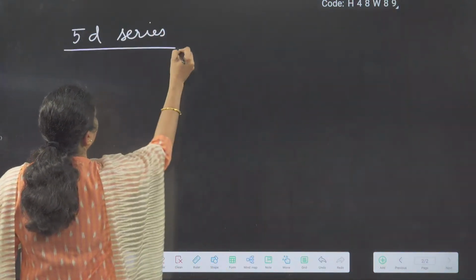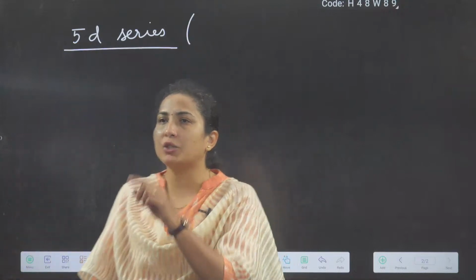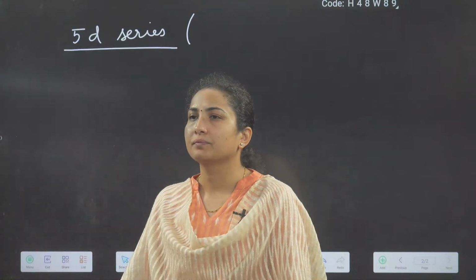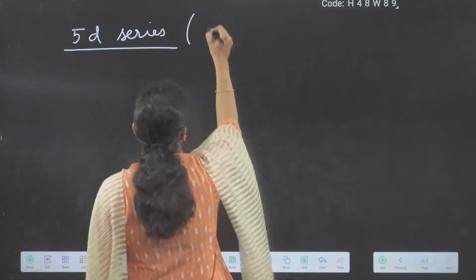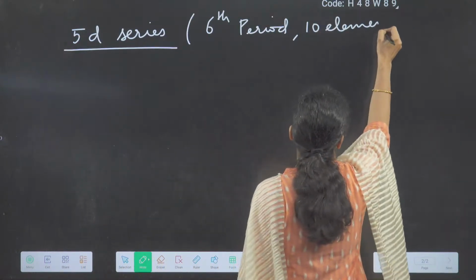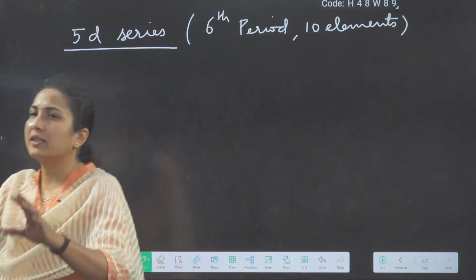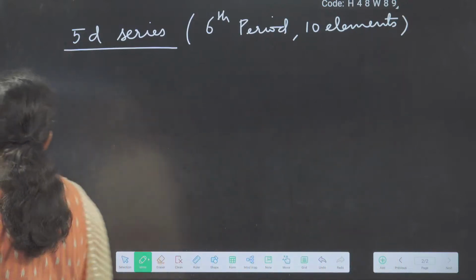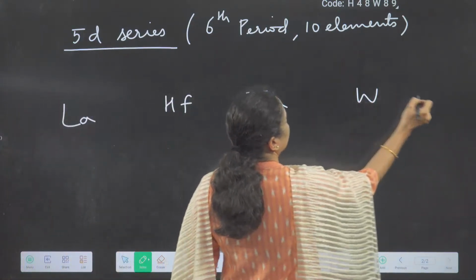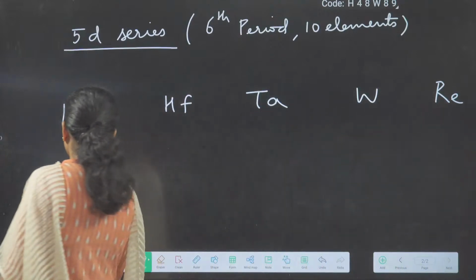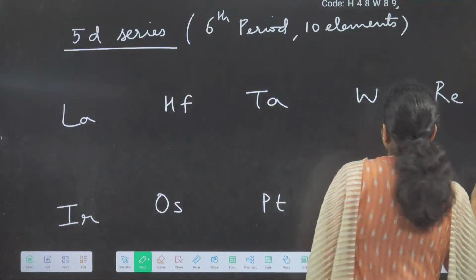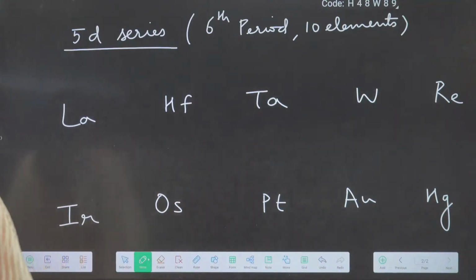Now let us go for 5D series. Tell me in which period I should be writing that. What will be the period number in which I'll be writing 5D series element? Sixth period. Very good. And again, this series will also consist of 10 elements. Now I'm going to write down that series, and after that we'll discuss about the names of them. And after that, I'll tell you a small story also to remember this.